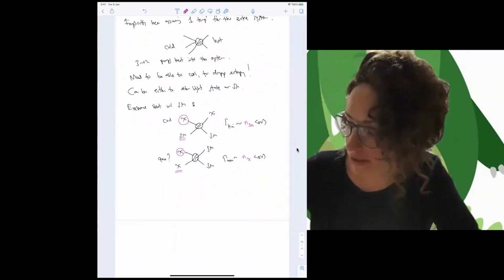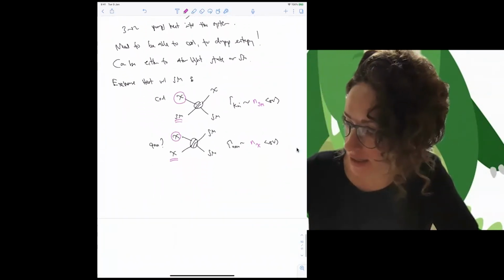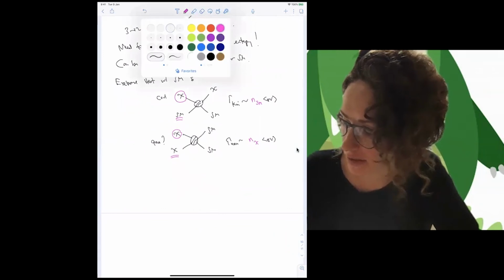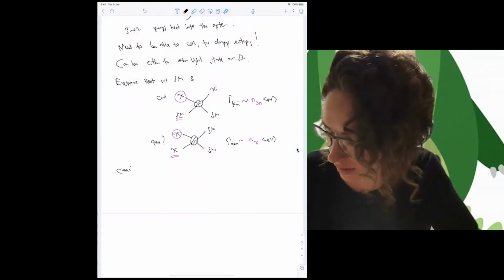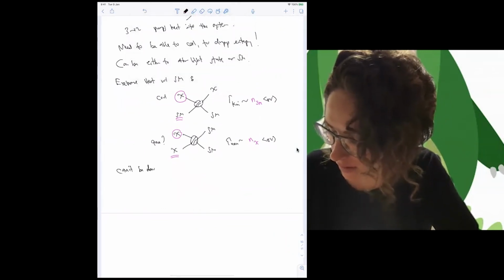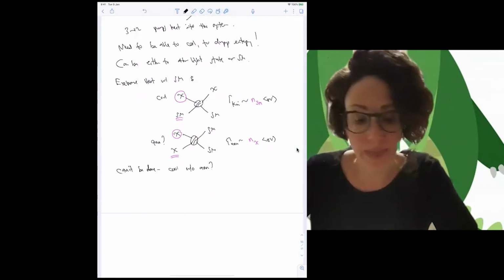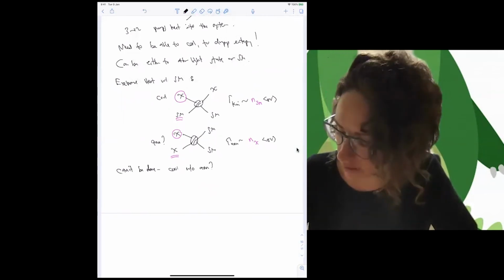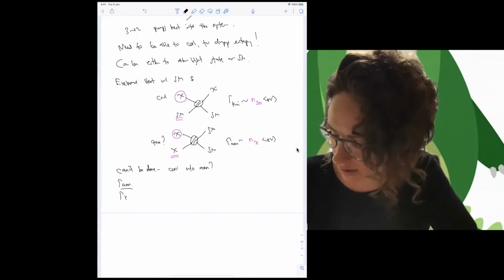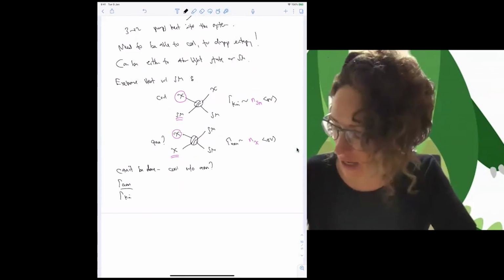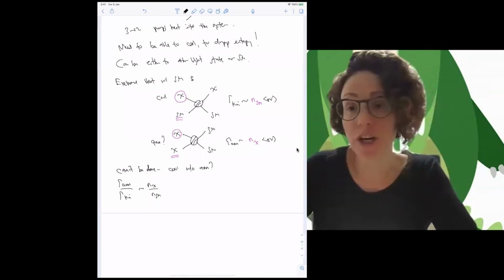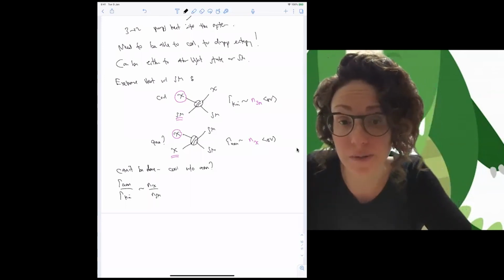And so if we want to cool and not annihilate, then what happens? So can it be done? Can we cool without annihilating? And the answer is yes, because if I look at the ratio between the annihilation versus the kinetic process, then the ratio roughly goes like the ratio of the number densities of dark matter versus standard model particles.